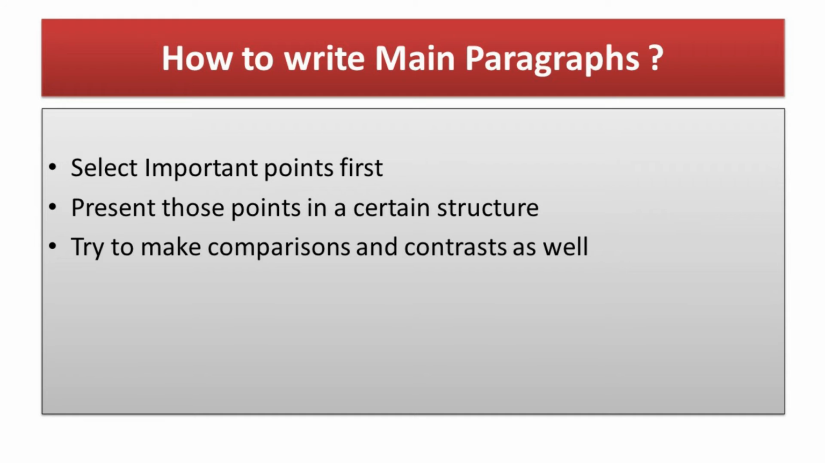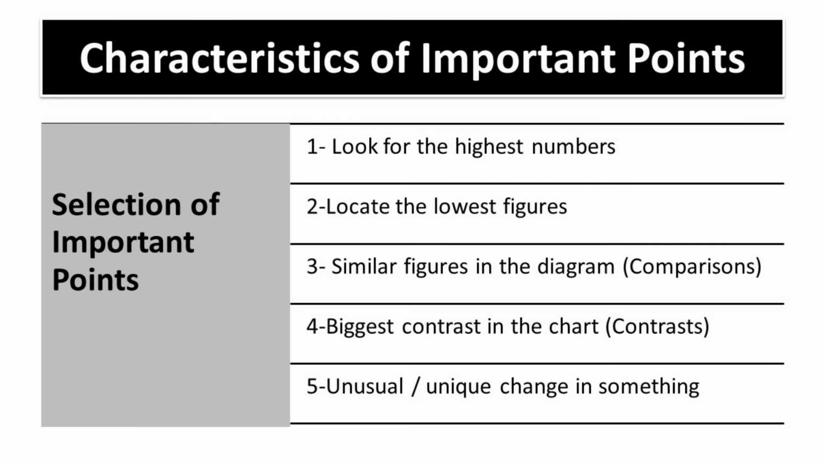In main paragraph, you need to select the most important points from the diagram, and then you need to present them in a certain structure. You also should try to make comparisons and contrast wherever it is possible. But first, let's try to understand what kind of information should we select for our main paragraphs. These are some of the guidelines that you should follow when you are selecting the most important figures for your main paragraphs. Try to select the bigger numbers.